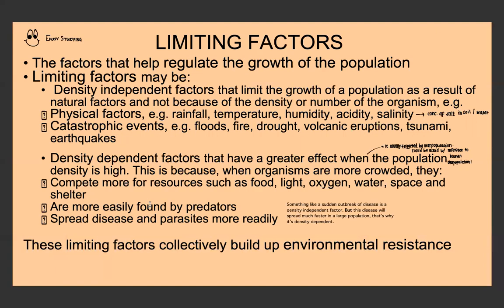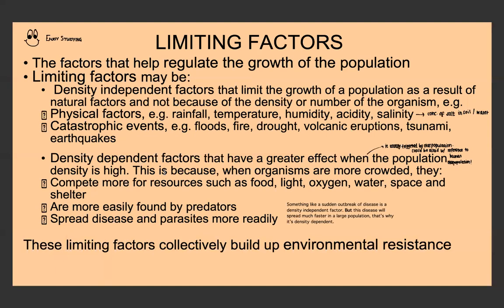When there's a lot of organisms, they're also more easily found by predators, so they may be more likely to be killed, even though for one individual, it's safer to be in a group of 100 impala than to be in a group of 3 impala. Overall, it's easier for a predator to find a group of 100 impala than to find a group of 3 impala. That's why it's a density-dependent factor.